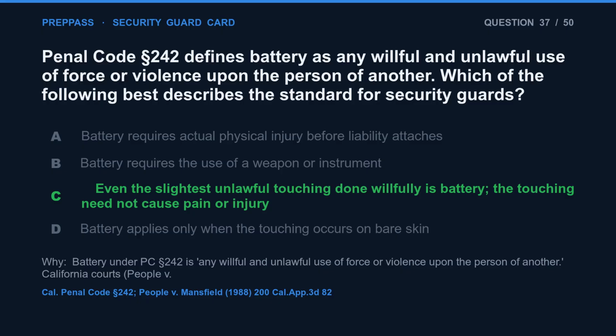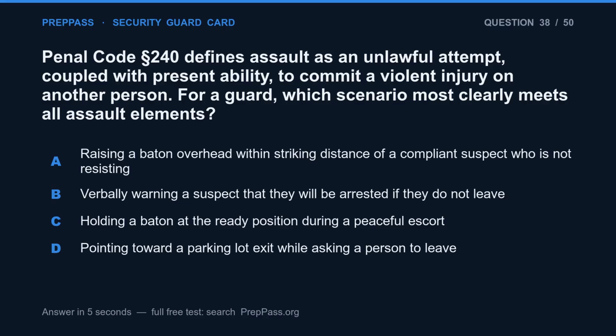The correct answer is C. Battery under PC Section 242 is any willful and unlawful use of force or violence upon the person of another. California Courts, People v. Question 38. Penal Code Section 240 defines assault as an unlawful attempt, coupled with present ability, to commit a violent injury on another person. For a guard, which scenario most clearly meets all assault elements? A. Raising a baton overhead within striking distance of a compliant suspect who is not resisting.